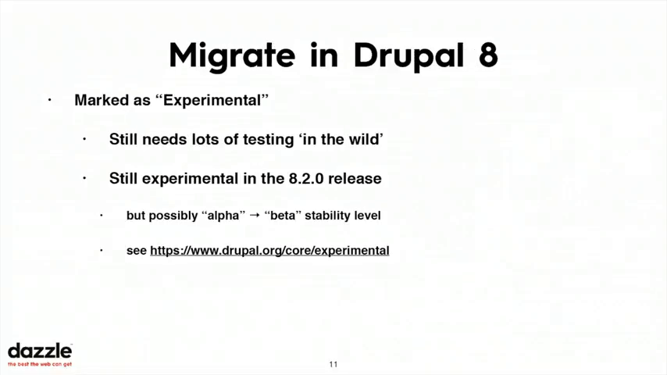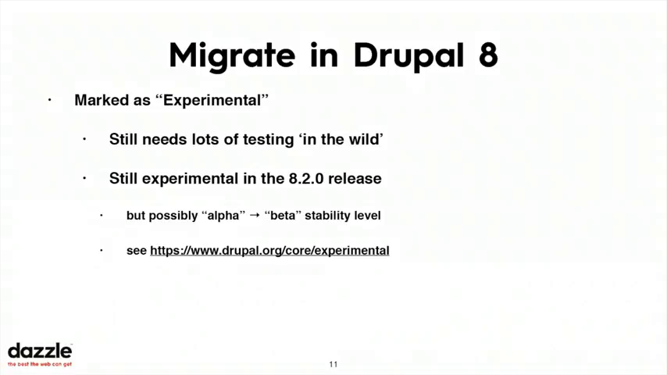It is important to note that the Migrate modules in Drupal 8 are marked as experimental. They still need quite a lot of testing in the wild because they were written to be as ready as possible for the Drupal 8 release, but not a lot of people were already actually migrating their sites over, so there were still some problems with the system. But the base functionality is pretty robust.